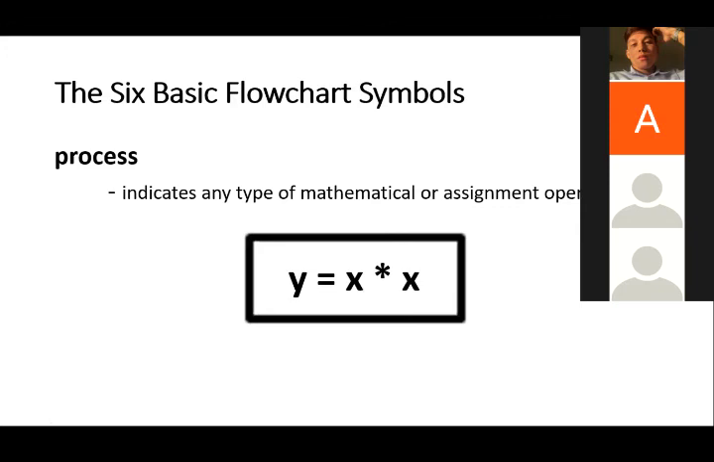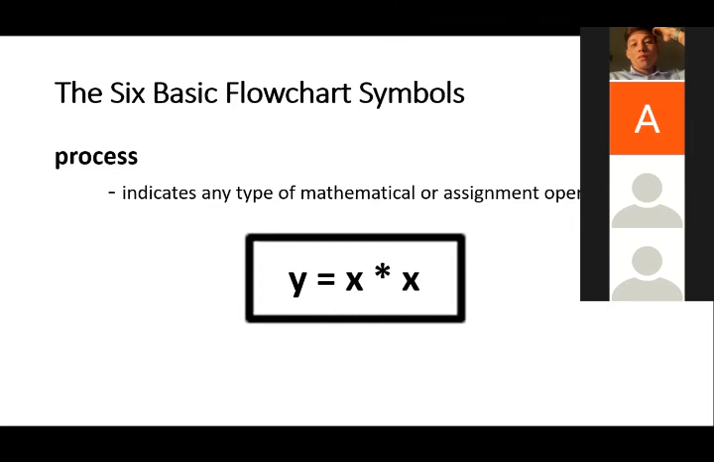Process or rectangle. Process indicates any type of mathematical assignment or any type of operation. It can also be a string operation. So mathematical, assignment, logic operations, there are many operations. We will study those along the way. For example, mathematical operation first. If you'll be using a mathematical formula, we use the rectangle or process symbol to represent the formula.